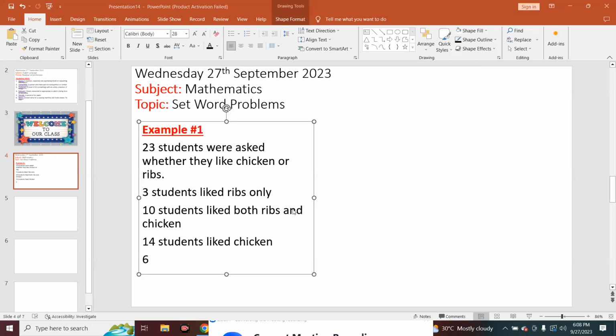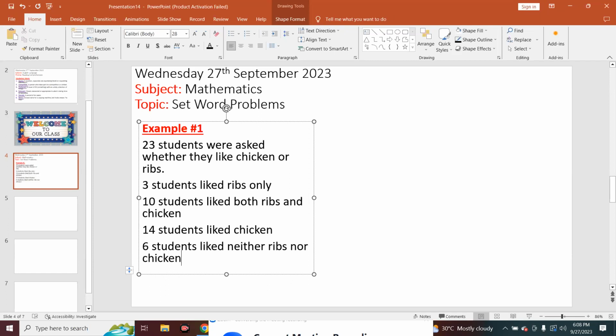Mr. P. Go ahead, Jabez. I don't have my book, so I have to write this on a fuller sheet. Okay, sure. Make sure you put it inside your book though. Yes, sir.